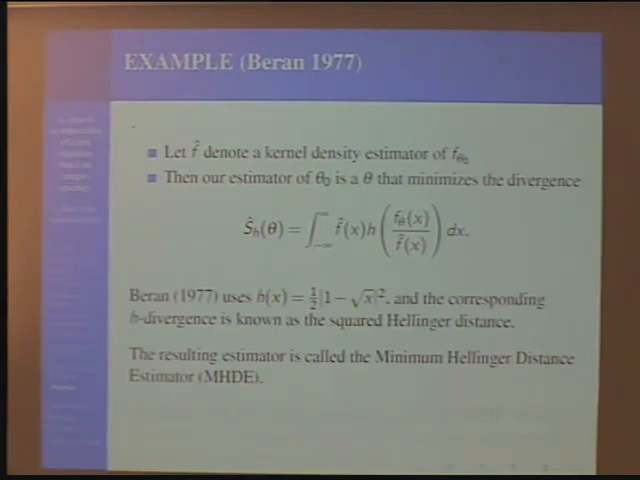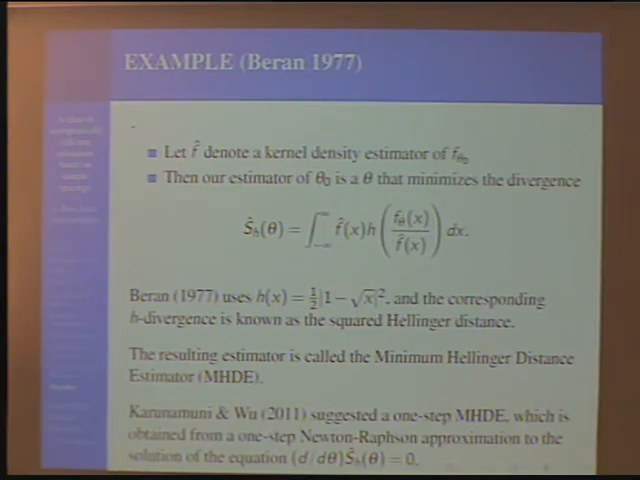For example, Beran in 1977 proposed this estimator. H(x) is half of (1 minus root x) squared, and that's called the Hellinger distance. This is the minimum Hellinger distance estimator. What is the minimum Hellinger distance estimator again? It is the one that minimizes that S_H(theta) for this particular choice of H. But this is another paper that talks about how to get this minimum Hellinger distance estimator.